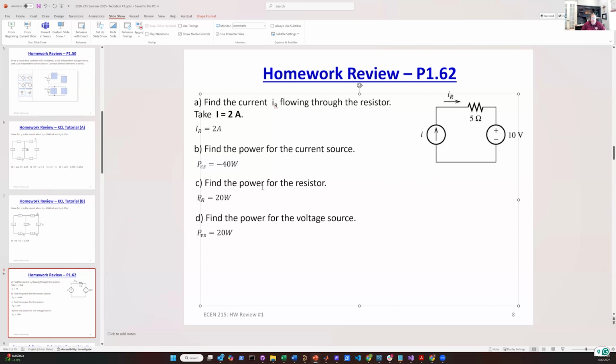Okay. Find the power in a resistor. There's various formulas for that: I squared R, V squared over R, V times I. But we just found that voltage was 10 volts across the resistance. So that's 10 volts times 2, 20 watts. If you use I squared R, that's 2 squared times 5 ohms, 4 times 5. So a variety of ways to get there. So 20 watts. And then find the power for the voltage source.